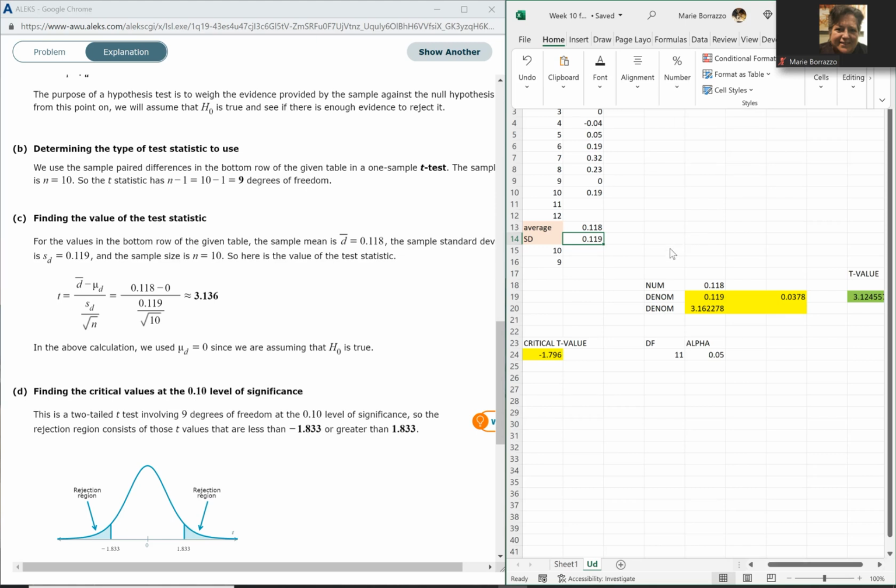That should be what I need because they're dividing 0.118 minus 0, and they're dividing that into 0.119. So that answer should now be changed. Let's see why it's not changing. 0.119. This should be the square root of this number. And that's giving us those two numbers.